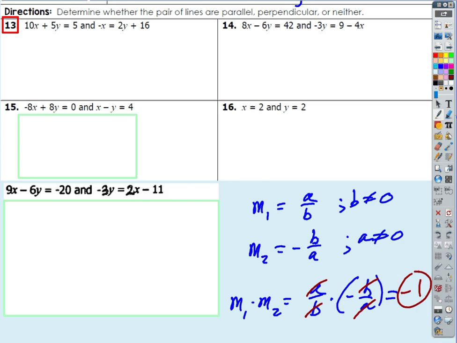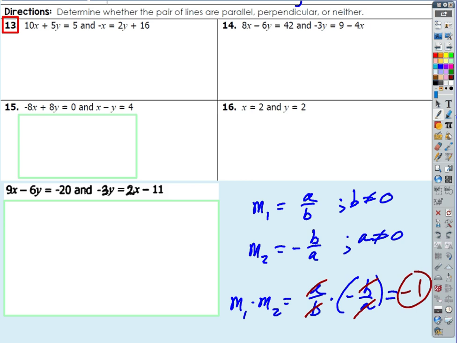Okay, so how do we determine whether a pair of lines is parallel, perpendicular, or neither? Simple, what do we do? Find m. Yeah, find m. And we can do that by isolating y and putting it in slope-intercept form. That's one way to do it. But somehow we have to find the slopes, and if the slopes are equal, they're parallel. If they're opposite reciprocals, they're perpendicular. And if neither of those things is true, what's the relationship? Neither. They're neither perpendicular nor parallel, right?